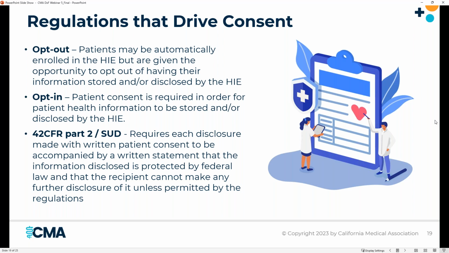With the regulations that drive consent, it's usually going to be opt-in, opt-out, and then adherence to 42 CFR Part 2 and SUD data. So most states have adopted the opt-out process, which means you're automatically enrolled until you explicitly say you want to unenroll from the system. And with OCPH, the way we do it is, if we receive information from one of the practices that an individual wants to opt out of services, we trigger that within the HIE, and then from that point forward, information is not being shared.